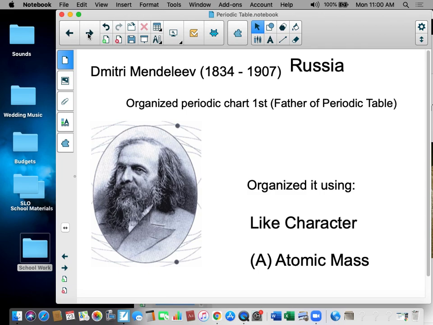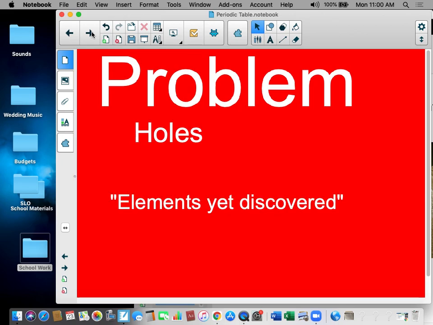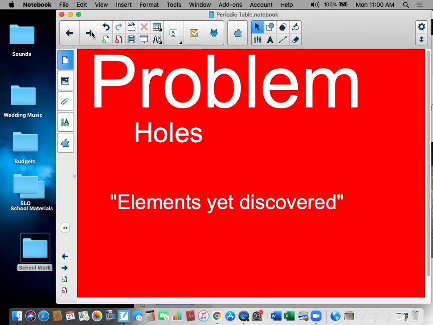He organized it using atomic mass and like character. Atomic mass, the A value, like character. Now, there were problems. There were holes all over the chart. And in Mendeleev's explanation, those were elements not yet discovered. Well, he was right. There were elements such as silicon and aluminum not yet discovered, but there was a problem.